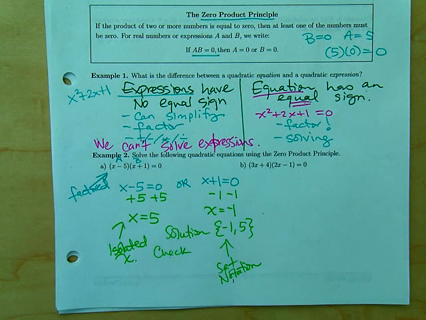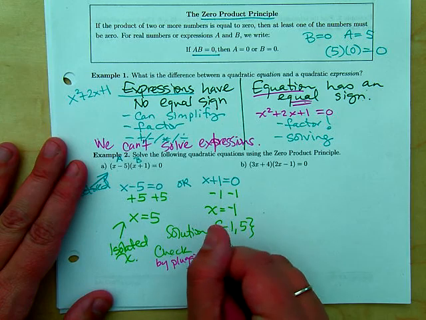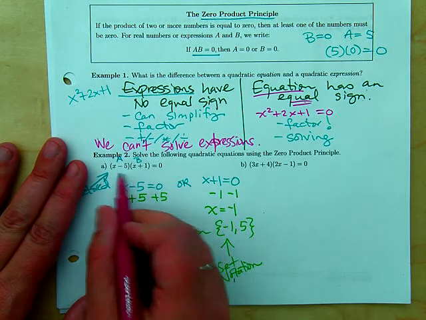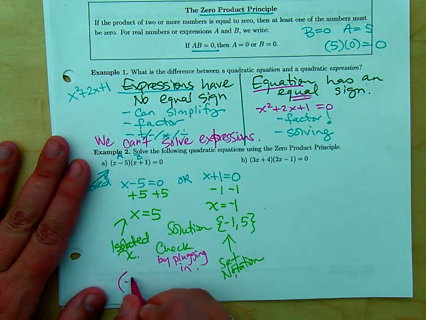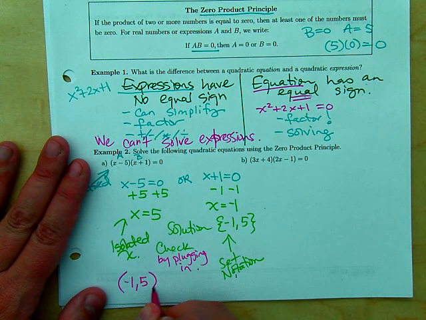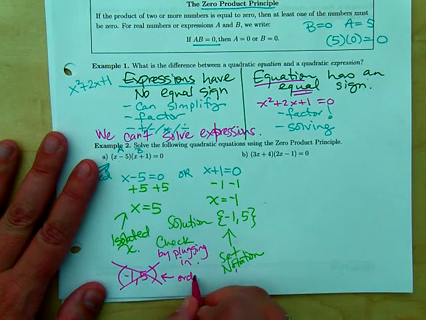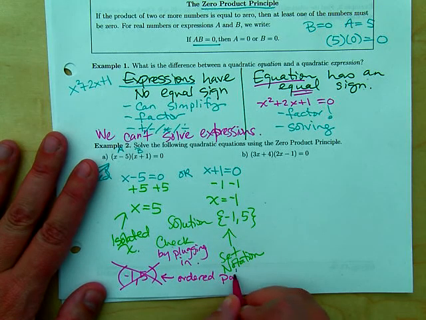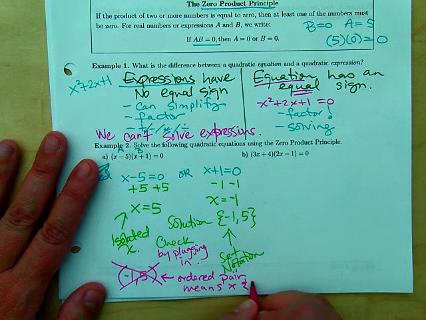Do not put parentheses around -1 and 5, because if you do that, check by plugging in. You can kind of see that will work right now because it's pretty obvious, right? But do not write it -1, 5. Don't write it that way, because that ordered pair means x and y.